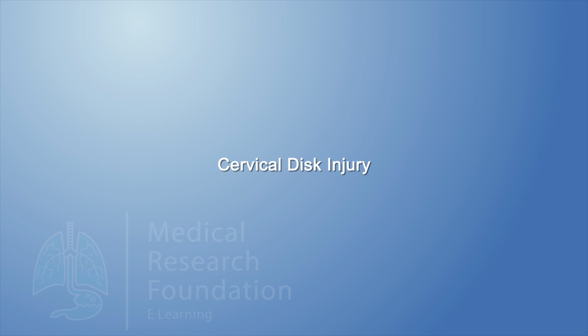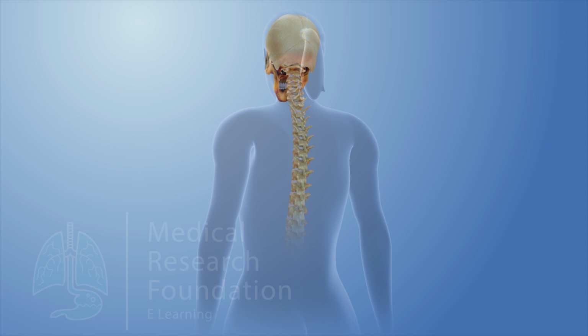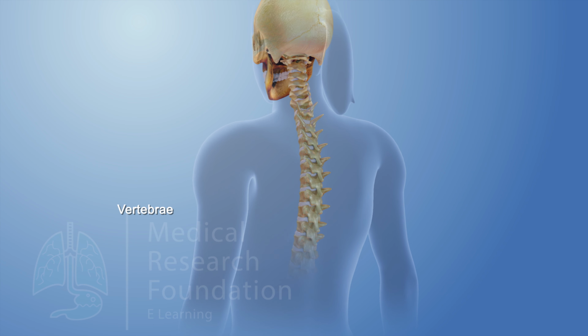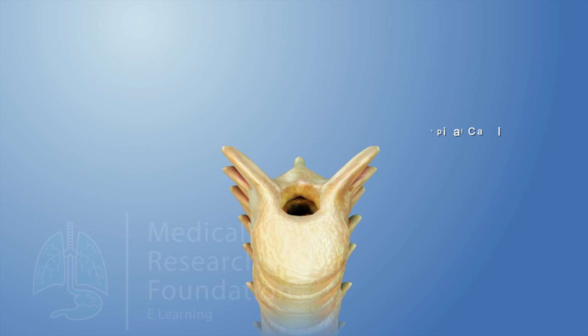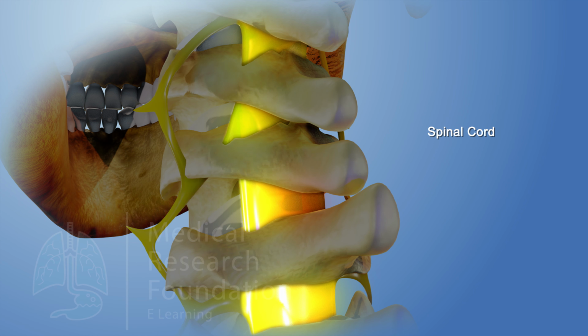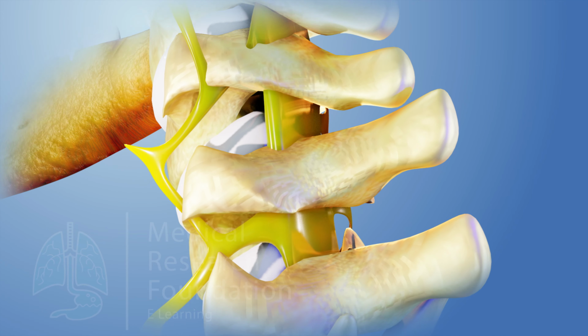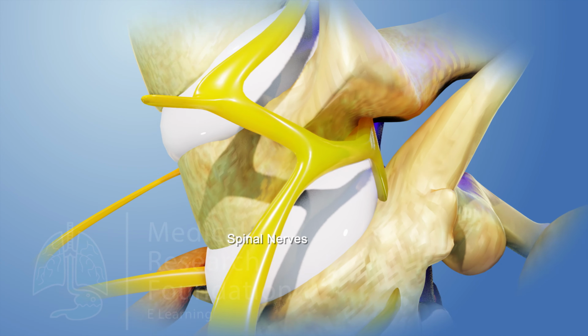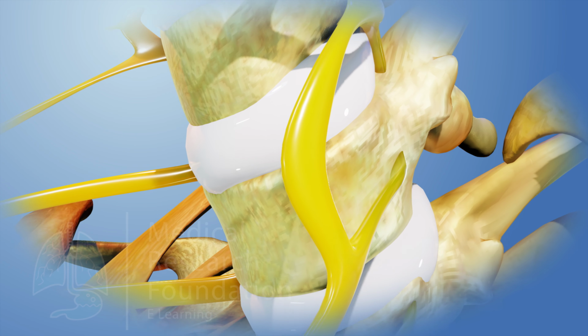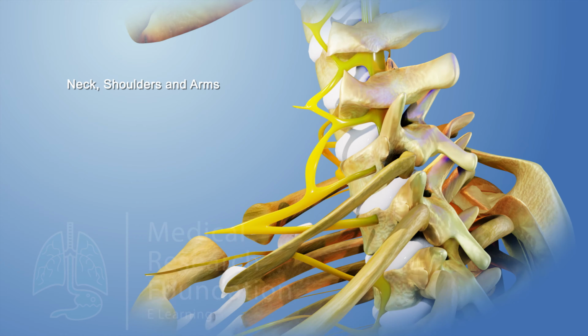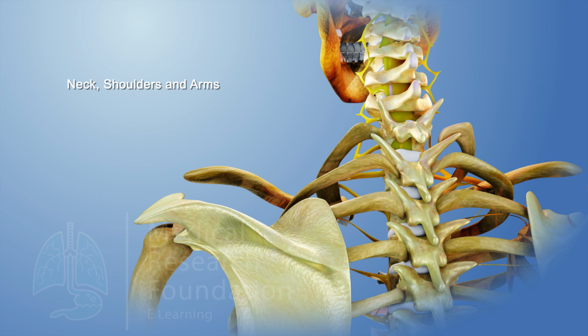Cervical disc injury. Your spine is composed of individual bones called vertebrae. Your vertebrae form a protective tunnel called the spinal canal, which surrounds the spinal cord as it travels down the length of your spine. On each side of the spinal cord, spinal nerves exit the spinal canal through small bony channels called neural foramina. Cervical spinal nerves travel through your neck, shoulders, and arms.